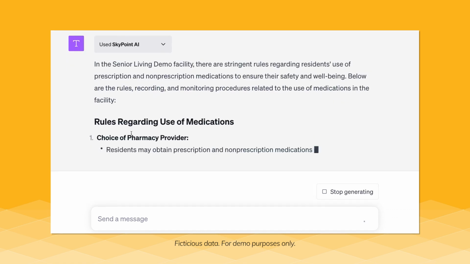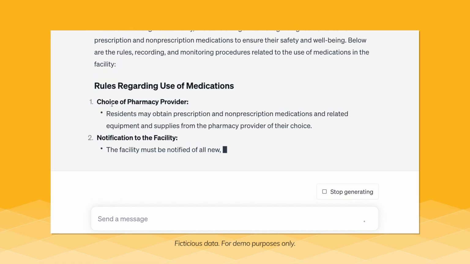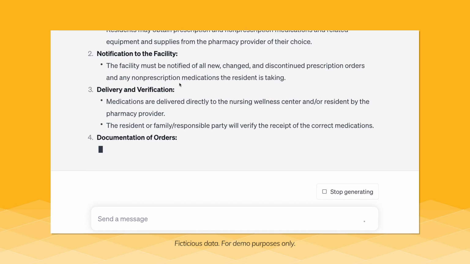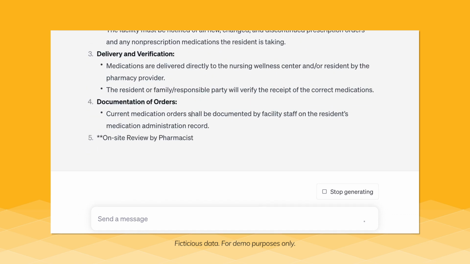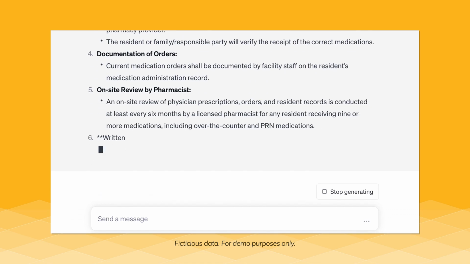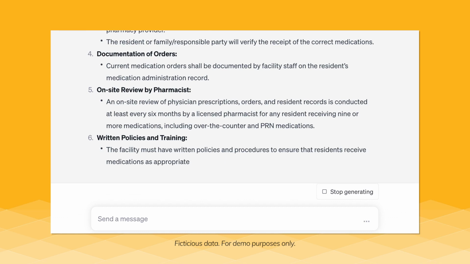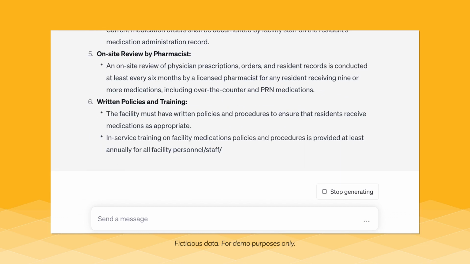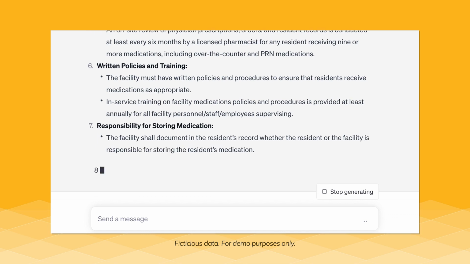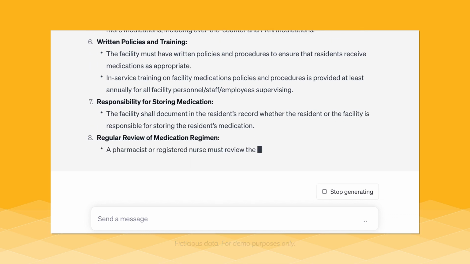So again, this is going to query the database for any policies and documents that have outlined these specific procedures for this particular question, and it's grounded in context. It knows who you are. It is only going to look at data relevant to the question and to your documents. So here are the stringent rules that we've outlined regarding the use of medications in our particular facility.